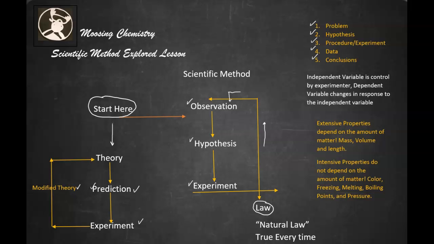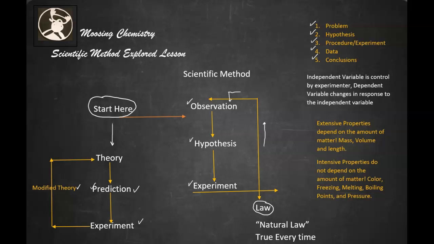Now, there are other things that can affect an experiment. The independent variable is controlled by the experimenter. The dependent variable changes in response to the independent variable. So as things change, the dependent variable will change in response to the independent variable placed upon it.